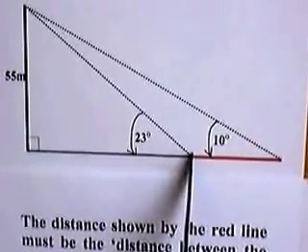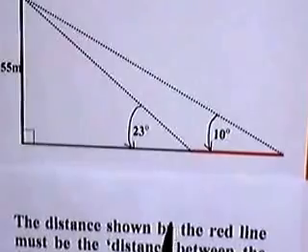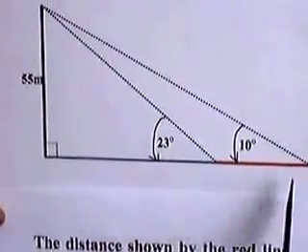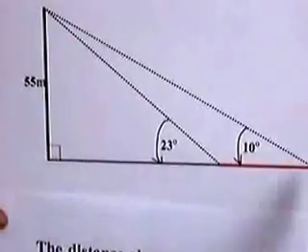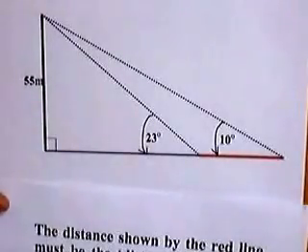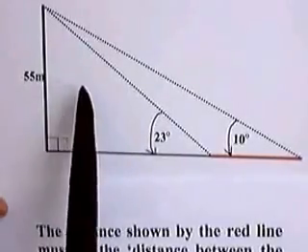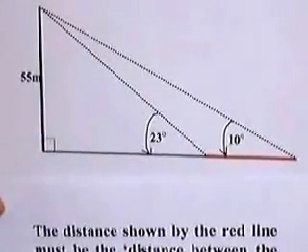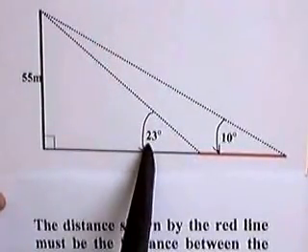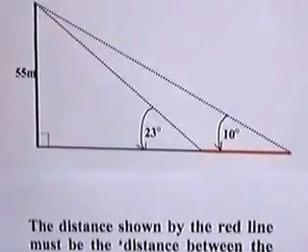So if you can use trigonometry to find the length of this length here, and then use trigonometry to find the length from there to there, all you need to do then is take the smaller length away from the larger length, and you will have found the distance between the two prisoners. So the best way to do this is to treat each triangle separately, which is exactly what I'm going to do. I'm going first of all to look at the 23-degree right angle triangle, and then I'm going to look at the 10-degree right angle triangle.